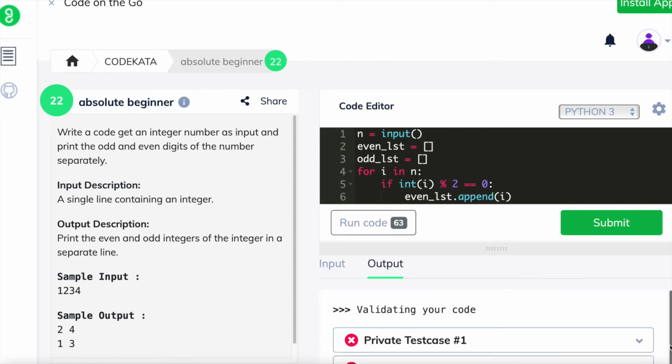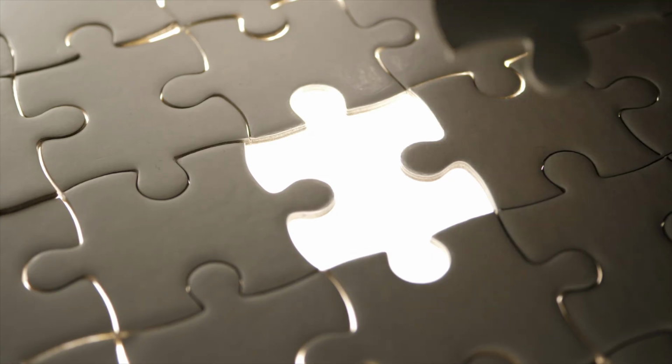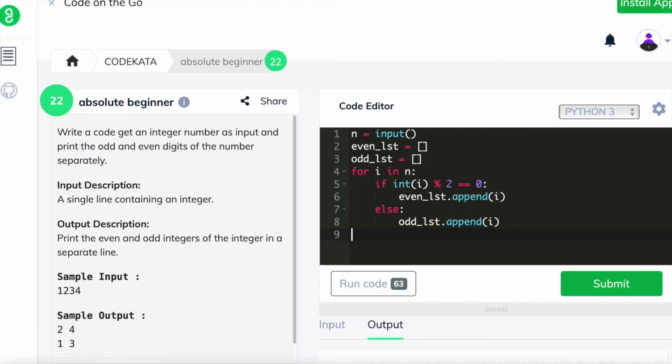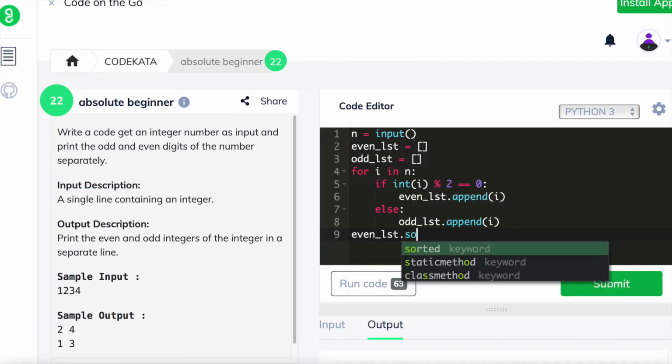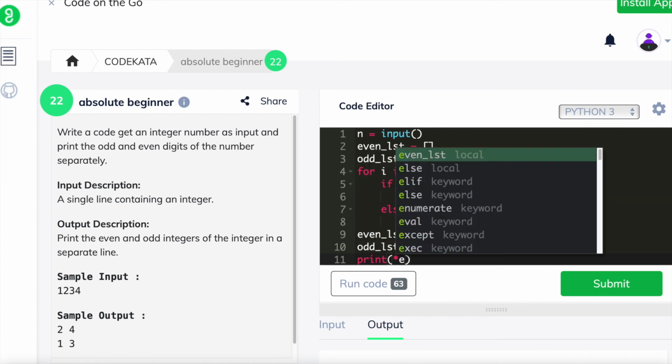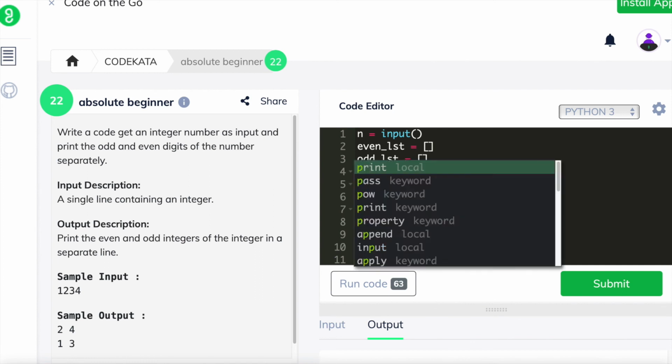But while we do so, we are left with one condition which fails. In order to overcome that condition, we are required to sort the two lists consisting of the even and odd integers before printing them. This particular condition was never mentioned in the question. Thus, by adding it, we would be able to solve this question.